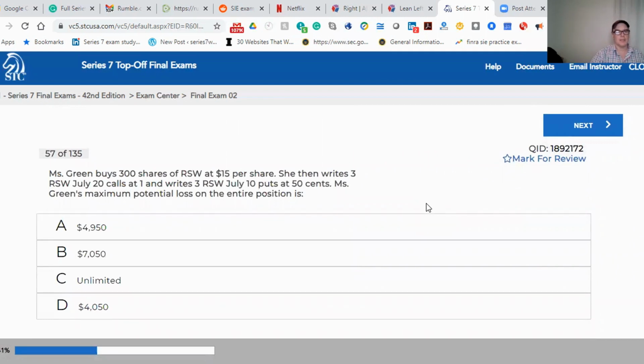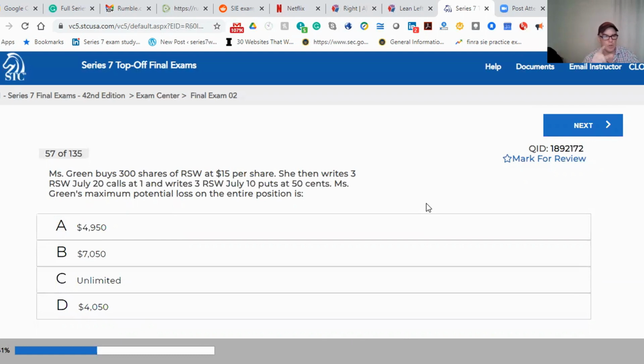Rachel Green buys 300 shares of RSW at 15. She then writes 3 calls and writes 3 puts at 50 cents. You will never get this on the test. There's a whole way to do this, but the way I do it, just because I know it's on the test, I basically double the losses on the stock. I just remember, this is not an accurate way to do it. I can do this where I go, you buy 300, you lose on this, you lose on that. I'm not wasting your time because you're not going to see this.